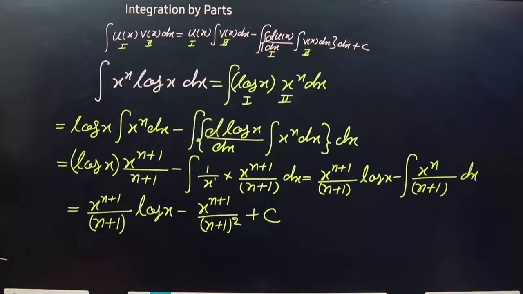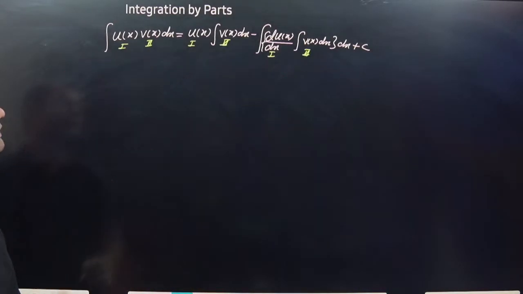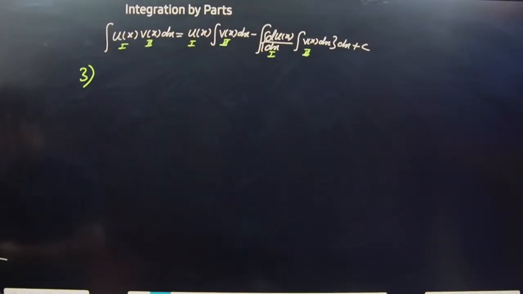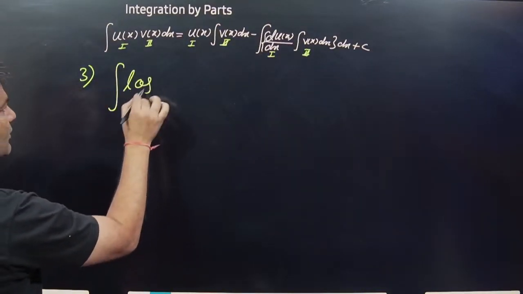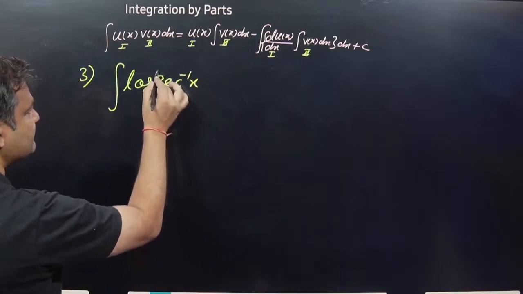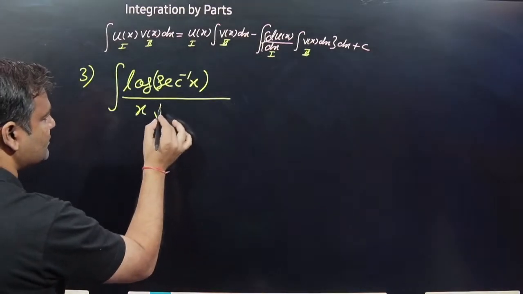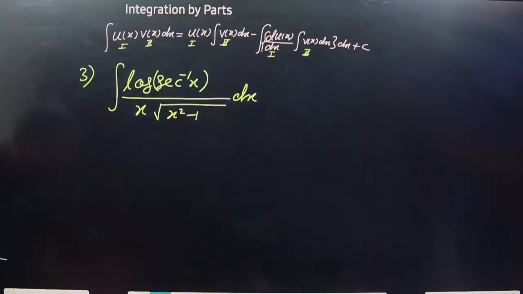Now the next problem is, so everyone can take a screenshot, otherwise right now. Okay. Now the third problem, whatever, third, fourth, whatever. Here integration of log of sec inverse x divided by x into under root x square minus 1 dx. Okay.